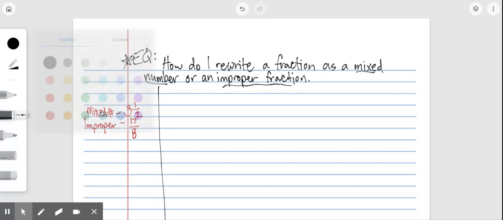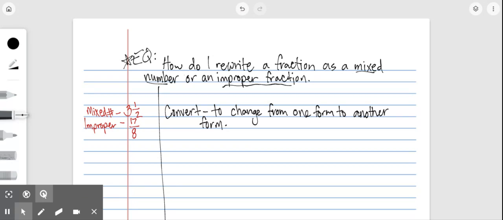Okay? So that's just a reminder of what a mixed number and an improper fraction are. So we're going to talk about converting, or changing, from one to another. I want to remember what the word convert means. To convert something means to change it from one form to another form. So when I convert from a mixed number to an improper fraction, I'm changing it from a mixed number to an improper fraction.